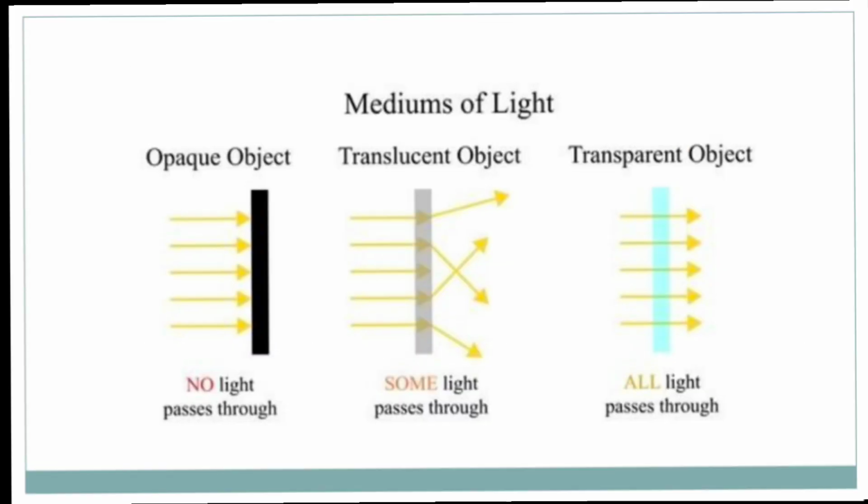Mediums of light. We denote and indicate the movement of light with arrow marks. See here, for an opaque object, the light doesn't pass through this obstacle. So no light passes through. For a translucent object, only some amount of light passes. For a transparent object, all of the incident light passes through it.